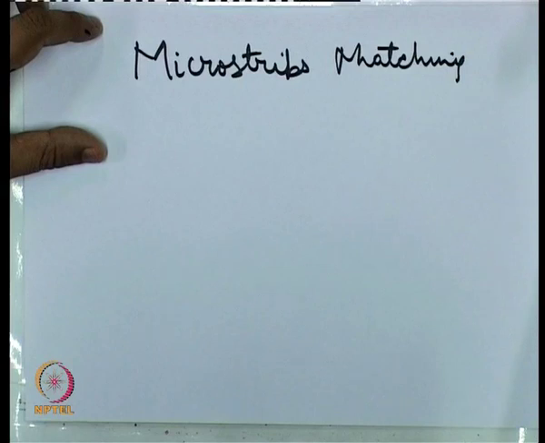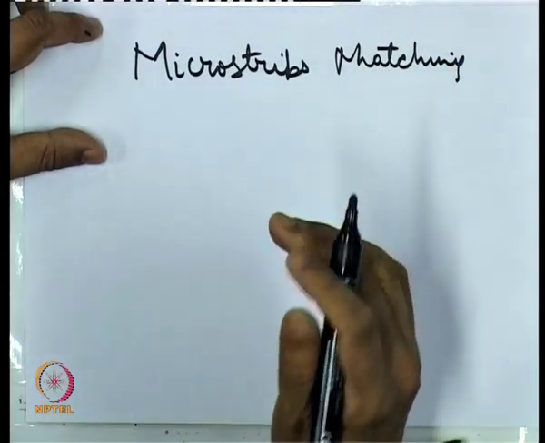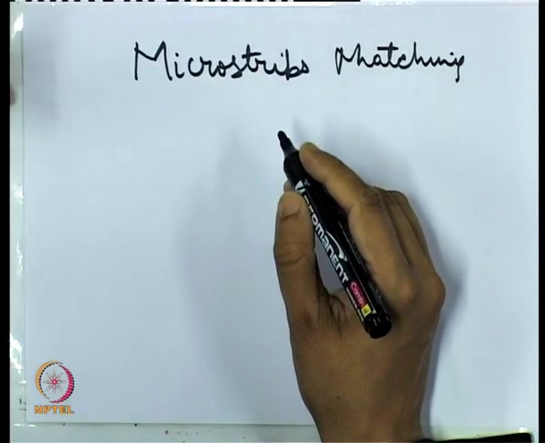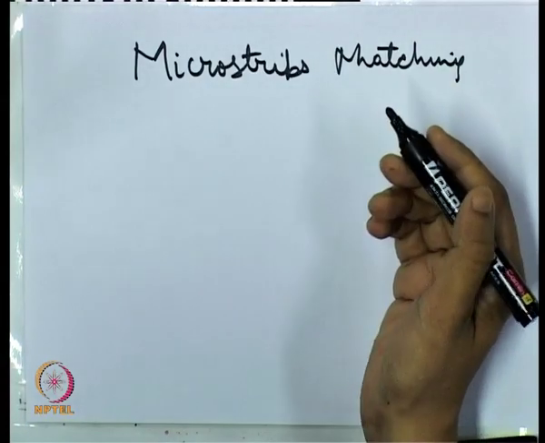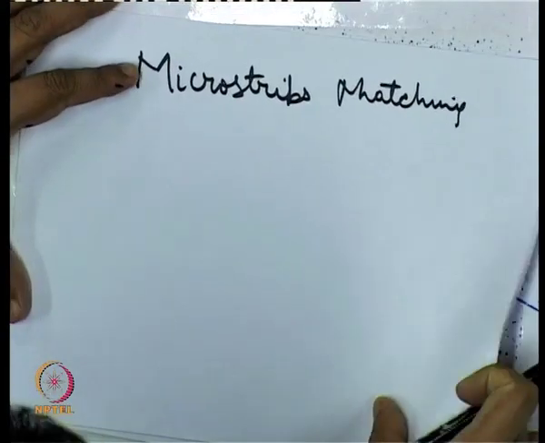Then the characteristic impedance of a microstrip line is related to its width. The width of a microstrip line is related to its characteristic impedance. That is, if it is wider, then it has lower characteristic impedance. If it is thinner, then it has higher characteristic impedance.